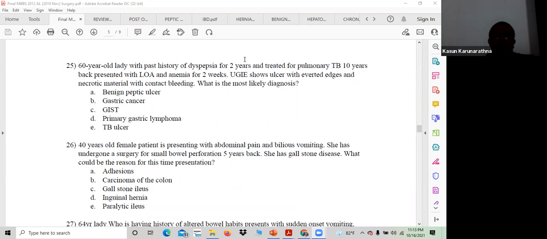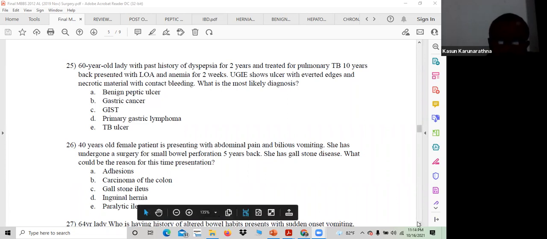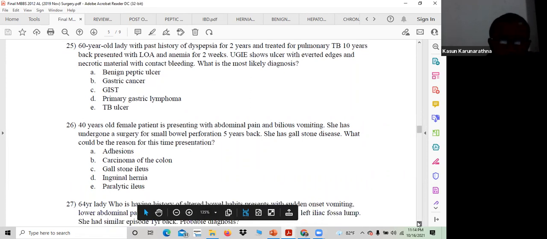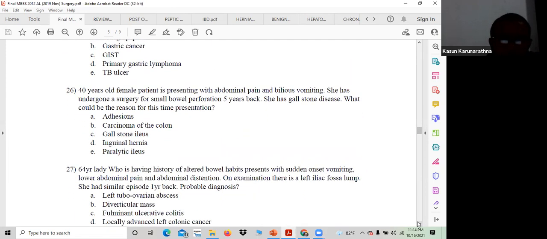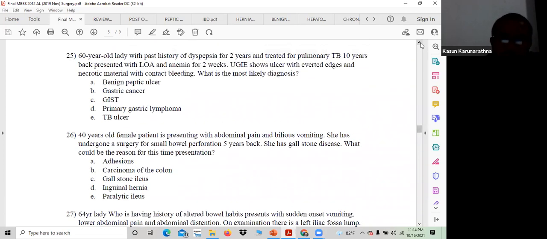Yes, the answer is B. Unless proven otherwise, it's gastric cancer, right? This ulcer is also with everted edges with necrosis. And the background history of loss of appetite, right? And dyspepsia means there should be ongoing chronic inflammation of the stomach, right? Gastritis picture. So it's a risk factor for developing gastric carcinoma, right? The answer should be B. GIST and lymphomas are pathological diagnoses. A TB ulcer usually has inverted edges, right?